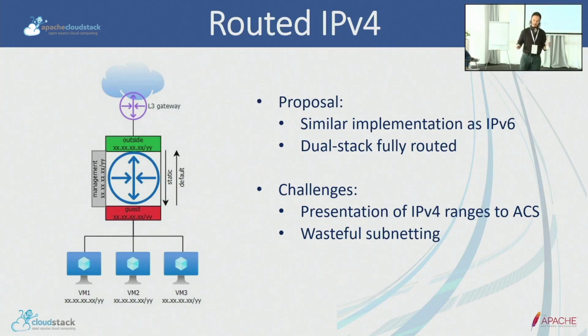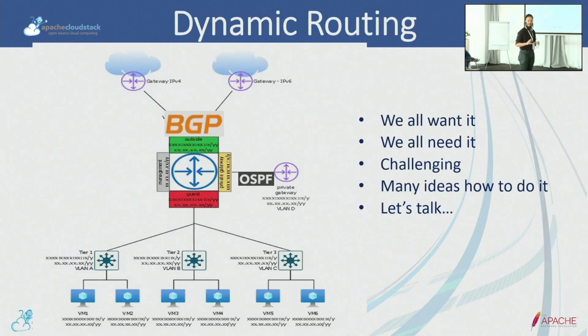And the big elephant in the room in CloudStack for a long time has been dynamic routing. It's something that has been talked about in the community for a long, long time. Many discussions, many suggestions, different ways how to do that, but no real conclusion. One of the things that happened with discussions of dynamic routing was that it was preventing CloudStack support for IPv6, because every time we talked IPv6, we started discussing dynamic routing and then would get stuck.